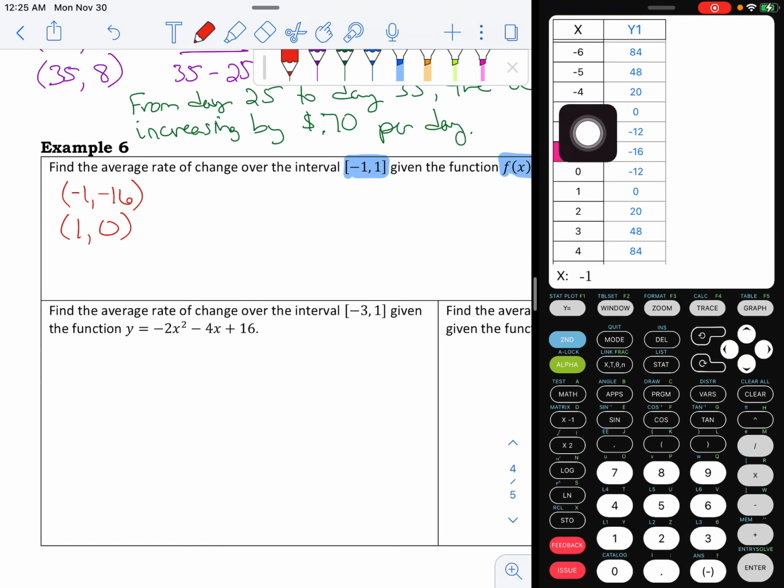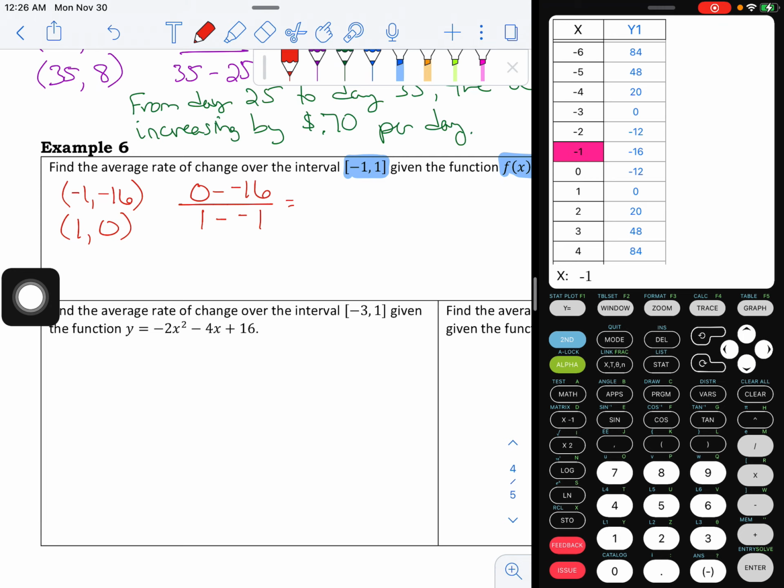All right, so at this point, I no longer need the table of values. Right here was -1, -16, and then 1, 0. And we've done this a few times, but we're going to do average rate of change. So take one of your y values, subtract the other y value, and then subtract your x's in the same order. Order doesn't matter with what you start in terms of your y's, but once you pick this first y value, you have to pick the x value from the same ordered pair, or else you're going to have some problems.